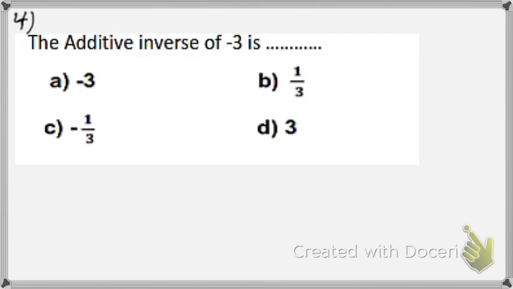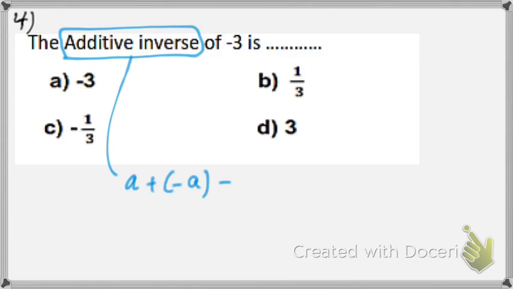Question 4. The additive inverse of negative 3 is. The word additive inverse means the adding of two numbers to give me 0. So what is the number I add to negative 3 to give me 0? It's 3. Or simply we can say that we are going to change the sign. If the number is positive, we take the negative, and if the number is negative, we take the positive.